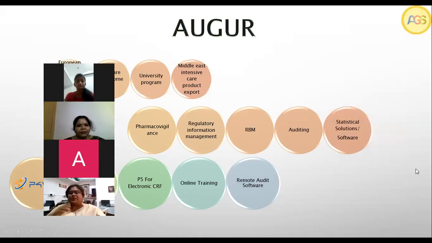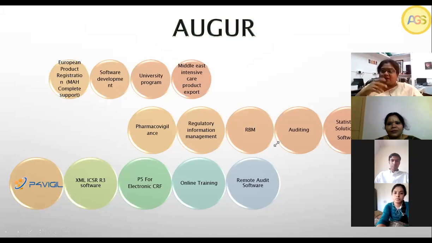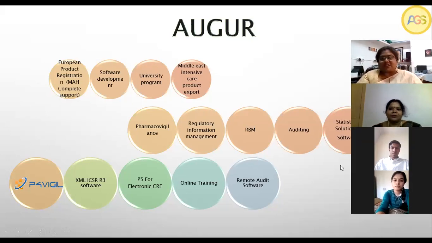We also work with risk-based monitoring, auditing, statistical solutions, and we have in-house P4 Vigil. We have XML ICSR submission. We have electronic CRF. We have online training modules for pharmacovigilance and related procedures all over the world. And we also have a remote auditing software for our clients. So this is in a nutshell about my firm.